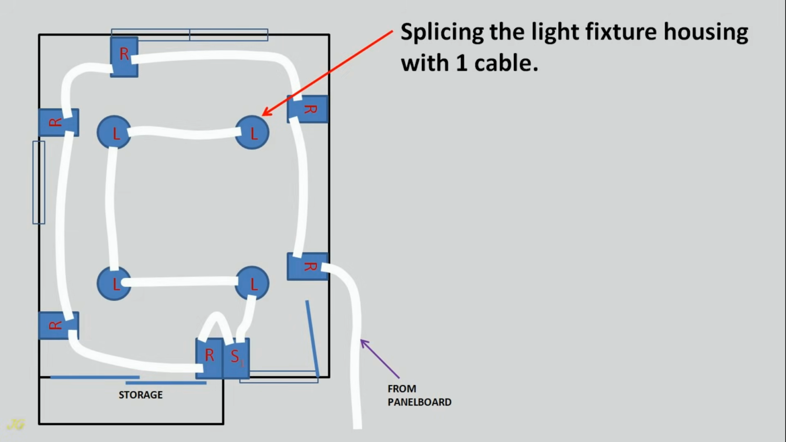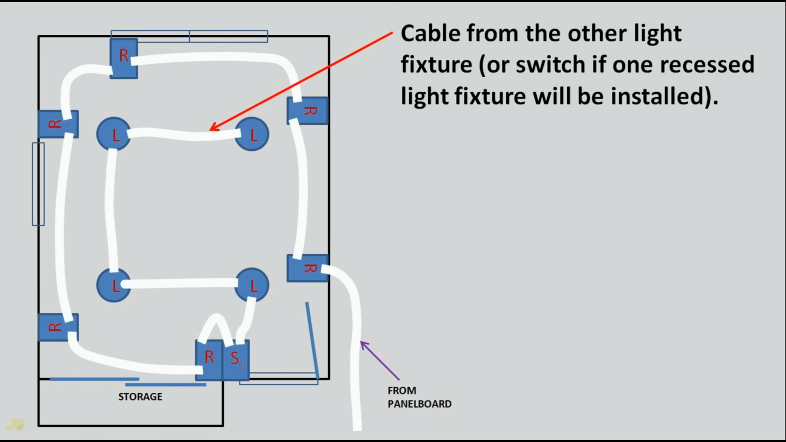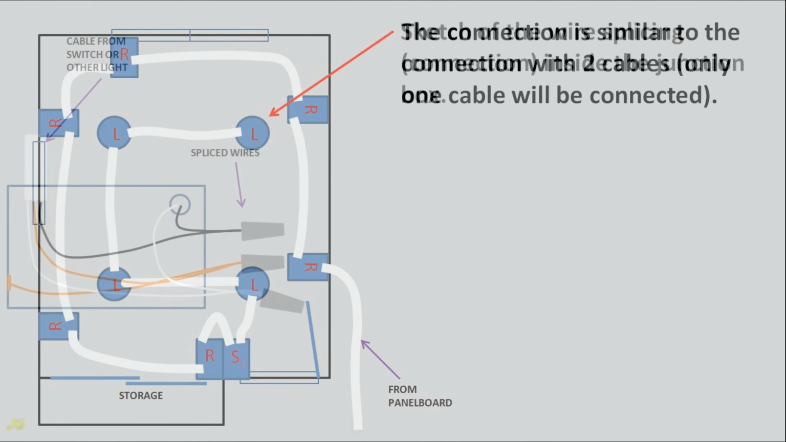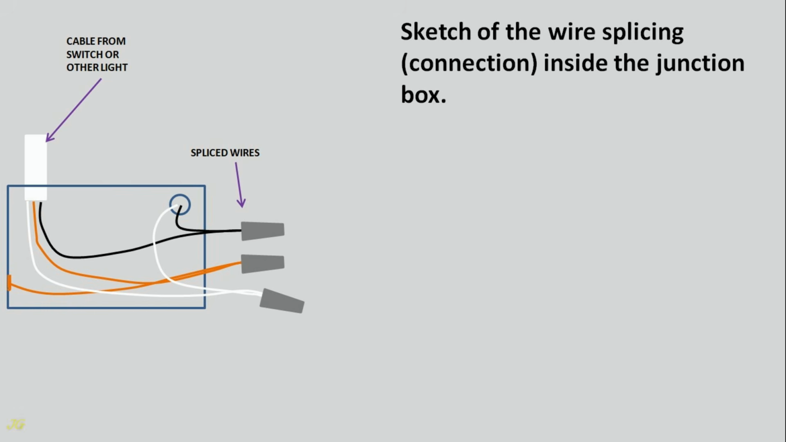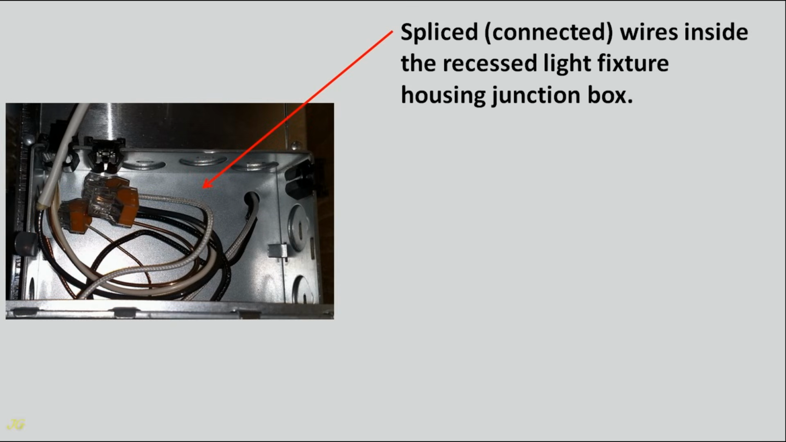Splicing the light fixture housing with one cable. Cable from the other light fixture, or switch if one recessed light fixture will be installed. The connection is similar to the connection with two cables, only one cable will be connected. Sketch of the wire splicing, connection, inside the junction box. Spliced, connected, wires inside the recessed light fixture housing junction box.